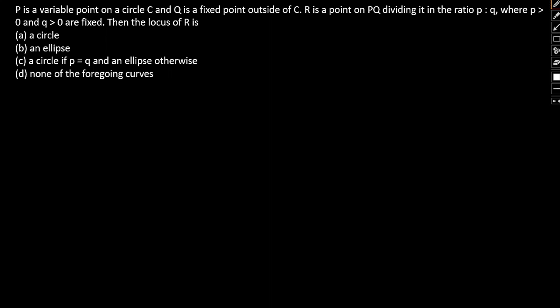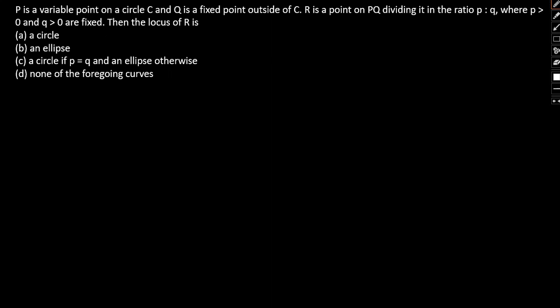So the question in front of us is basically: P is a variable point on a circle C and Q is a fixed point outside the circle C. R is a point on PQ dividing it in the ratio p is to q, where p is greater than 0 and q is greater than 0 are fixed. So we need to find the locus of R, the nature of the locus of R.